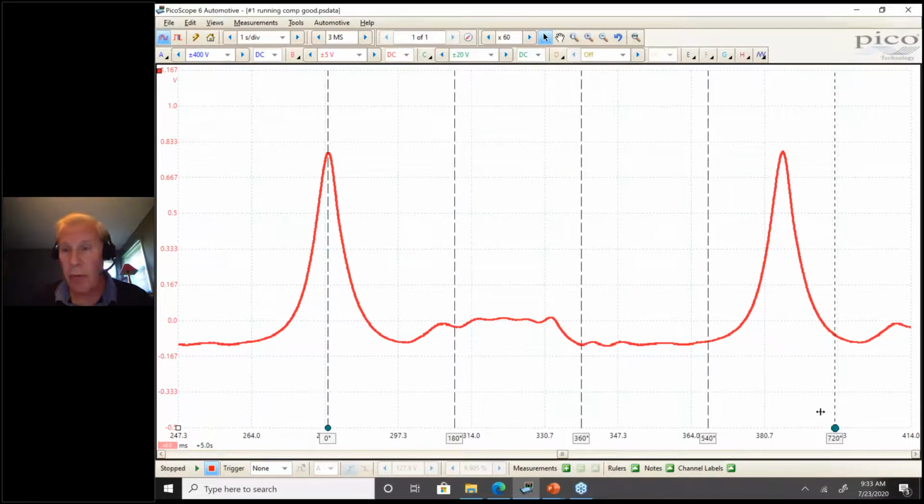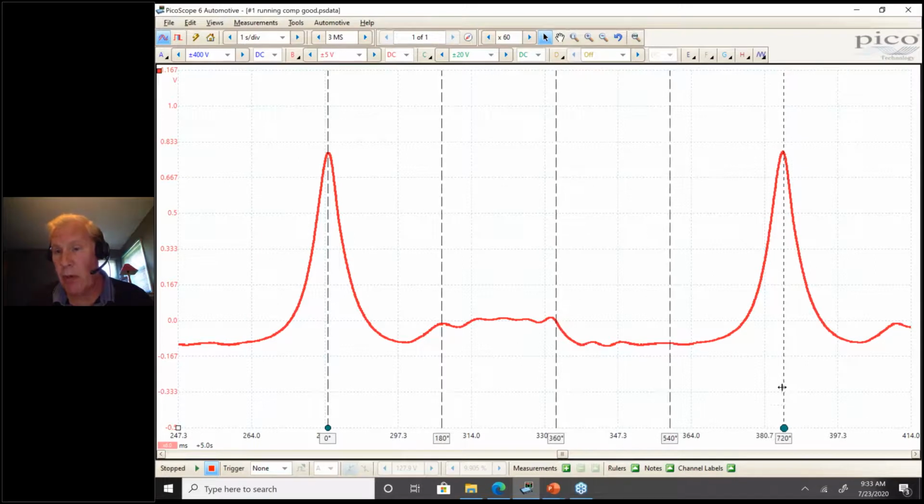I've already got this set up quickly so I can move along here. So that's 720 degrees. And these are my 4 180-degree increments, my 4 strokes. And I want to make 2 measurements. The first measurement I want to make is exhaust valve opening.